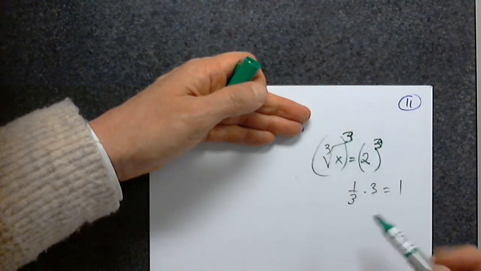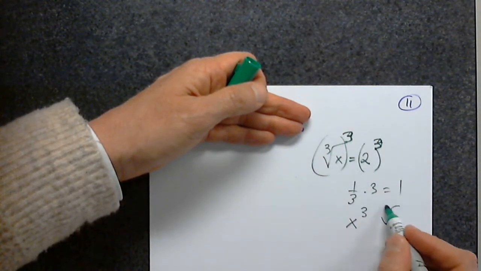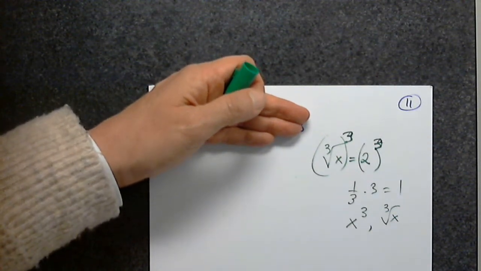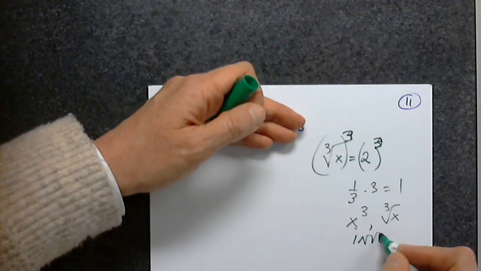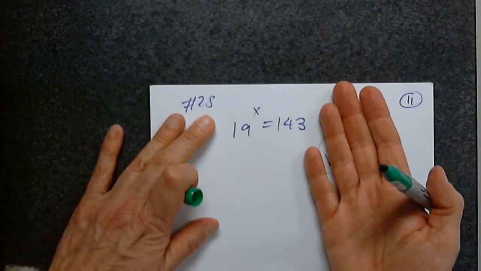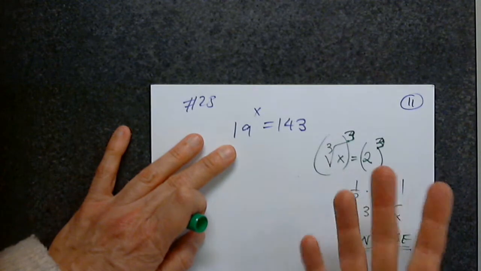So what are these two operations, x cubed and the cube root? How are they called? Excellent. That's what I wanted. They are inverses of each other. And now I would like to come back to our problem. So keep this in mind.